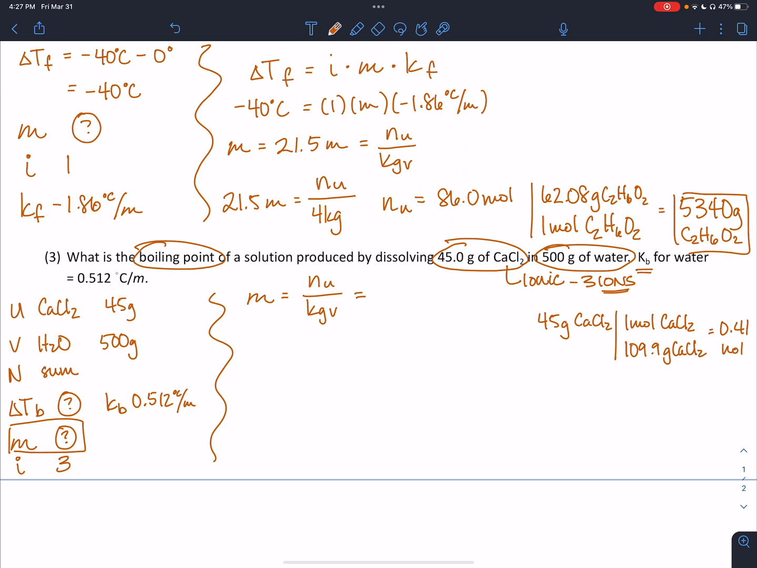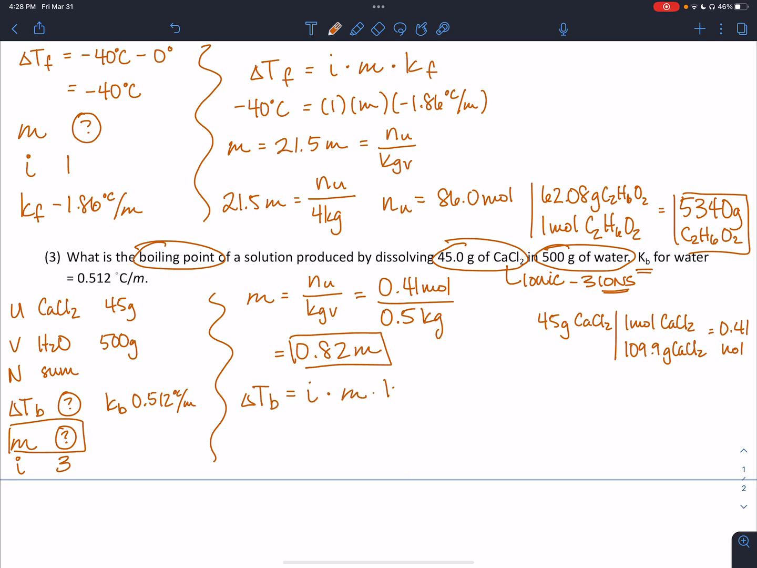So I come back to my formula for molality, put in 0.41 moles of solute. I have 500 grams of water, but I need kilograms, so I divide that by 1,000, and I have 0.5 kilograms of H2O. If I divide the two, I find that the molality of my solution is 0.82 molal. So there's part one. I've got the molality. Now I'm going to use it to calculate the change in my boiling point.